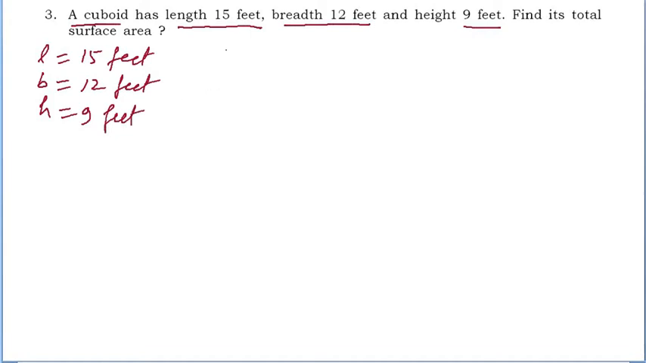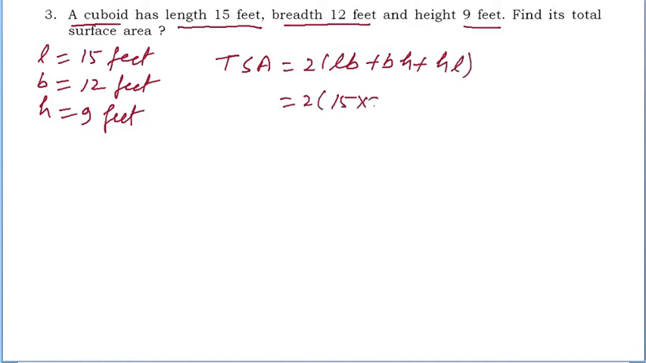So now find the total surface area. So total surface area TSA. The formula is 2(LB + BH + HL). Now put the values: 2 into, that is 15 into 12, plus 12 into 9, and 9 into 15.